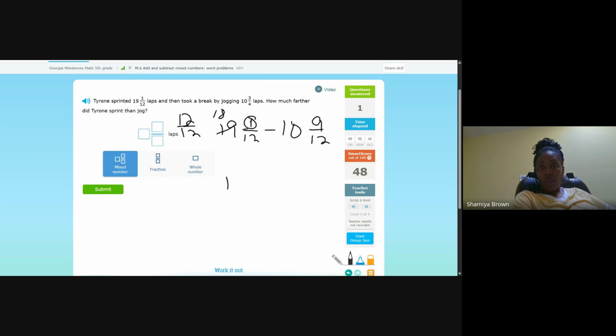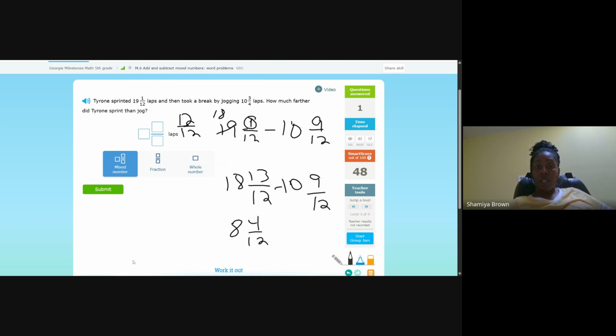So over here I will have 18 and 13 twelfths minus 10 and 9 twelfths. So now I could subtract. Now I could do 13 minus 9. So now I'm good. So now I can go ahead and subtract my whole numbers first. 18 minus 10 is going to give me 8. And then 13 minus 9 going to give me 4. Then 12 is my denominator.